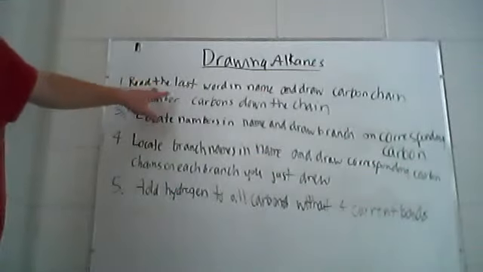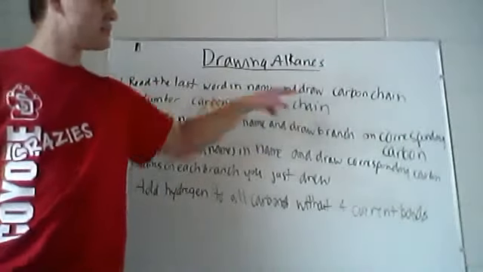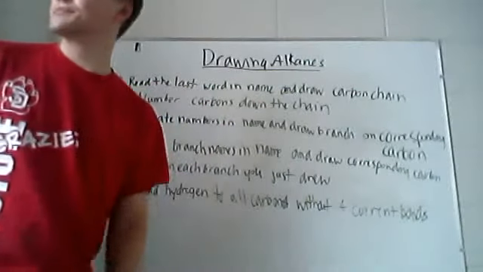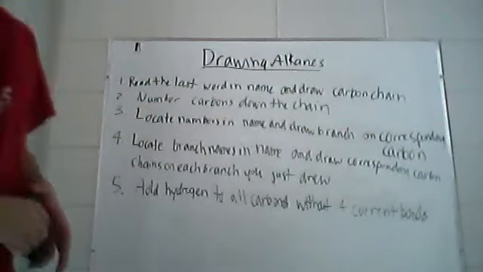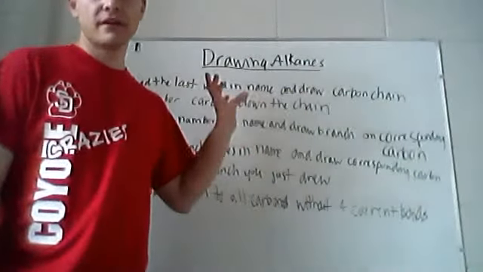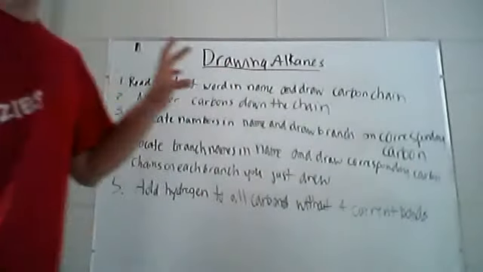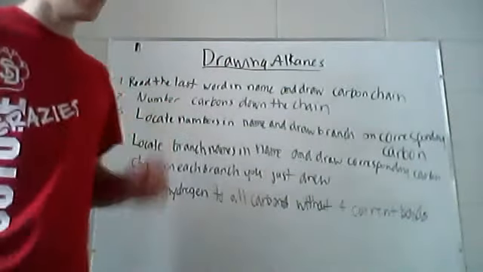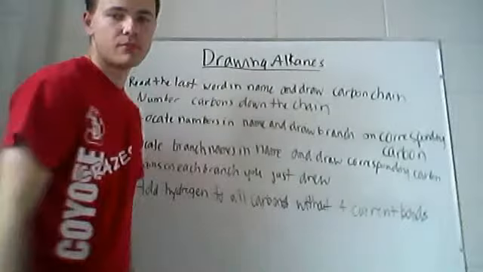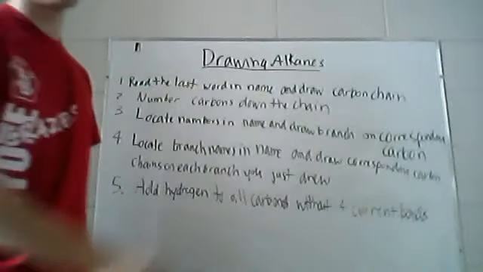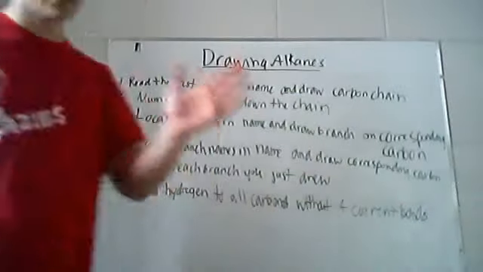First step you always do, you read the last word in the name and you draw the appropriate carbon chain. Okay, so that means if you have a name and the last word in it is, for example, hexane. Hexane corresponds to a 6-carbon chain, so you'll write out 6 carbons in a row. If you had pentane, you write out 5 carbons in a row. You do that right away.